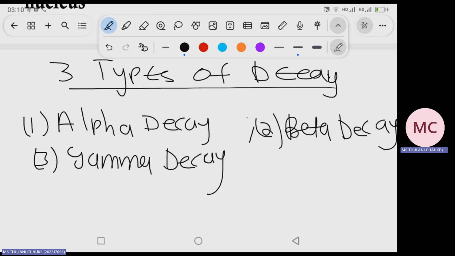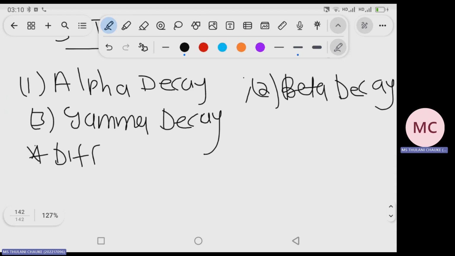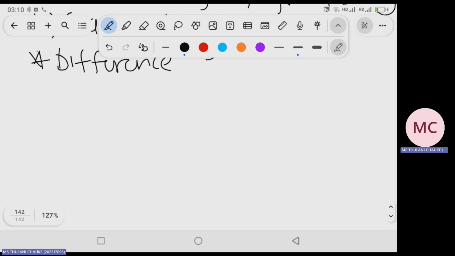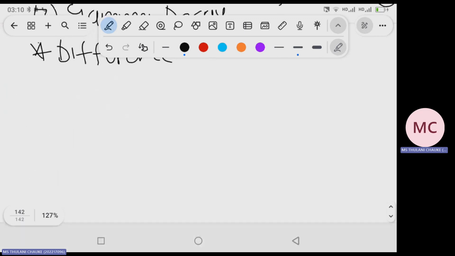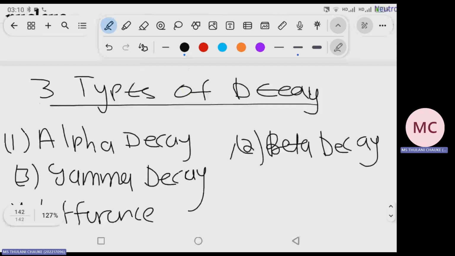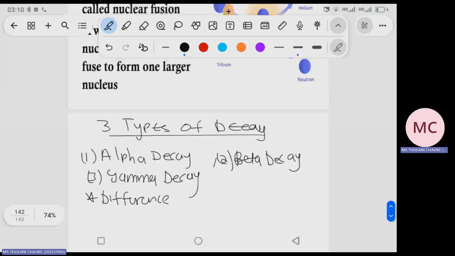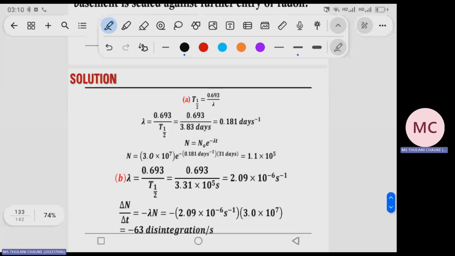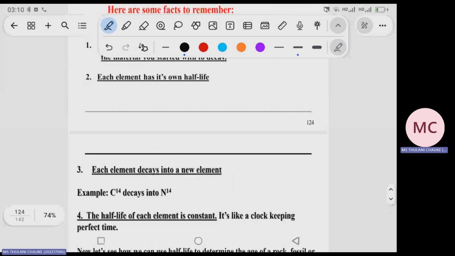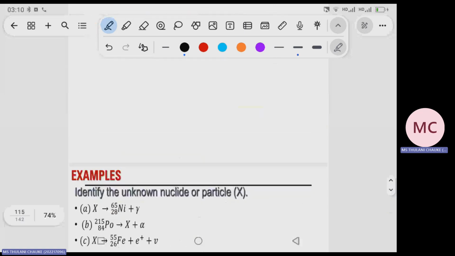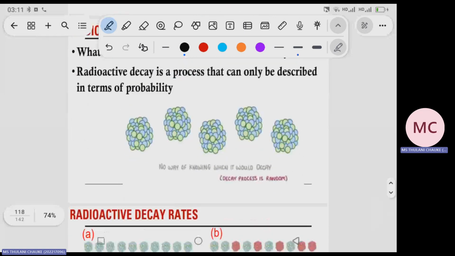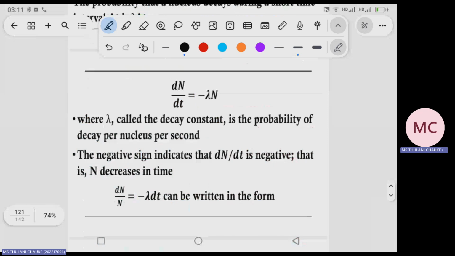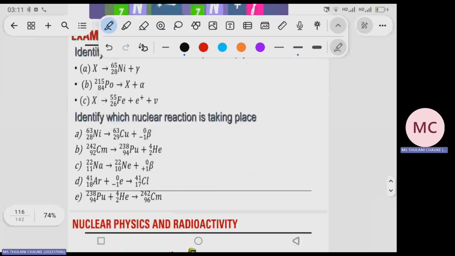You must also know there are differences, some of the things that you must know. So okay, let's start with alpha decay. I want you guys to understand something here before I start.